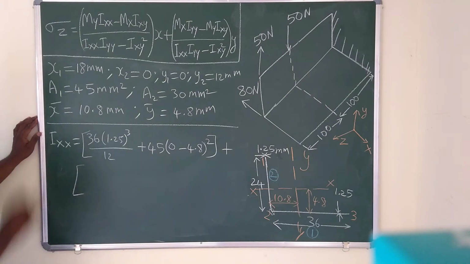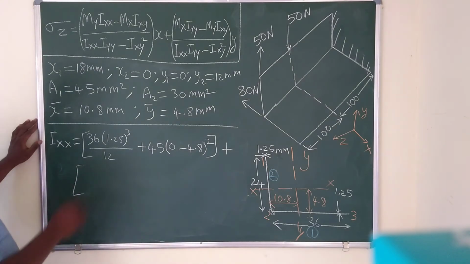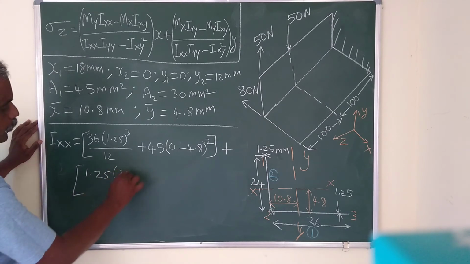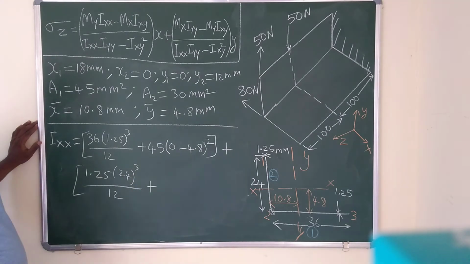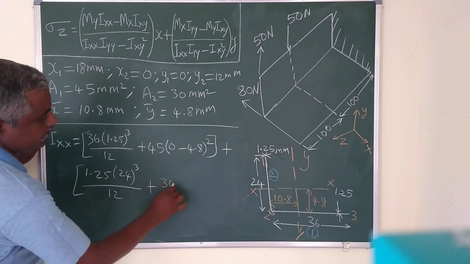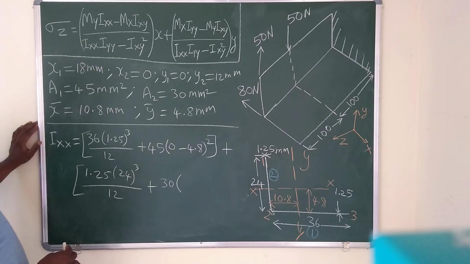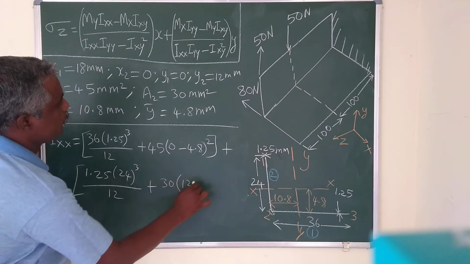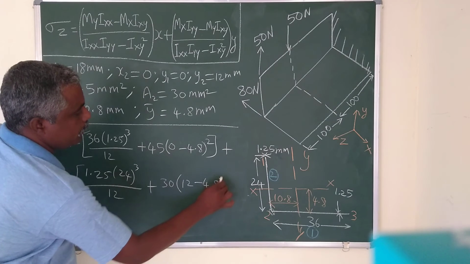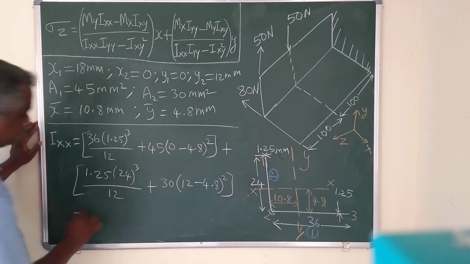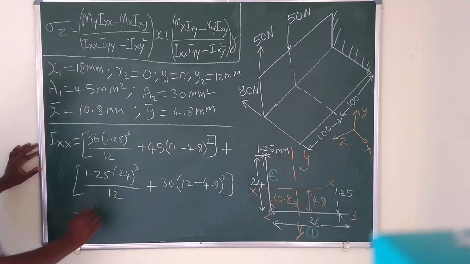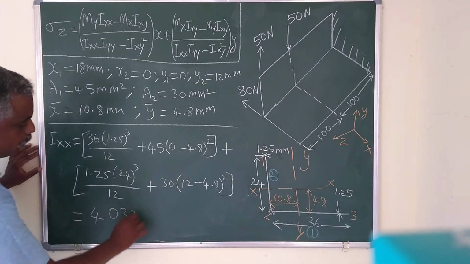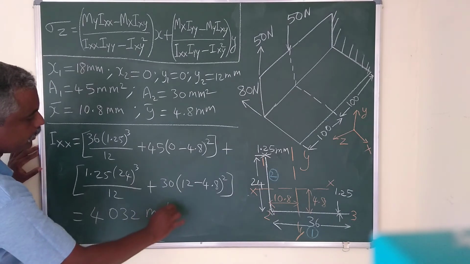Then for section 2, bd cube by 12, 1.25 into 24 cube by 12 plus area A2, which is 30, into y2 minus y bar the whole square. So if you just calculate, Ixx is nothing but 4032 mm power 4.